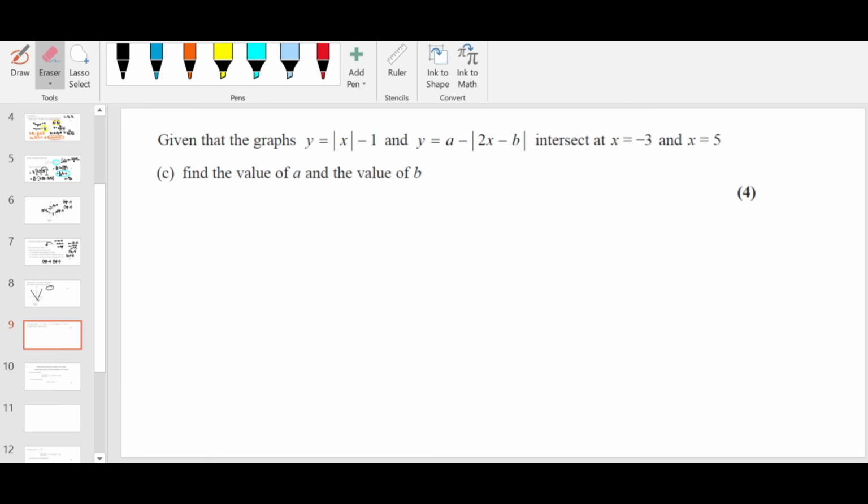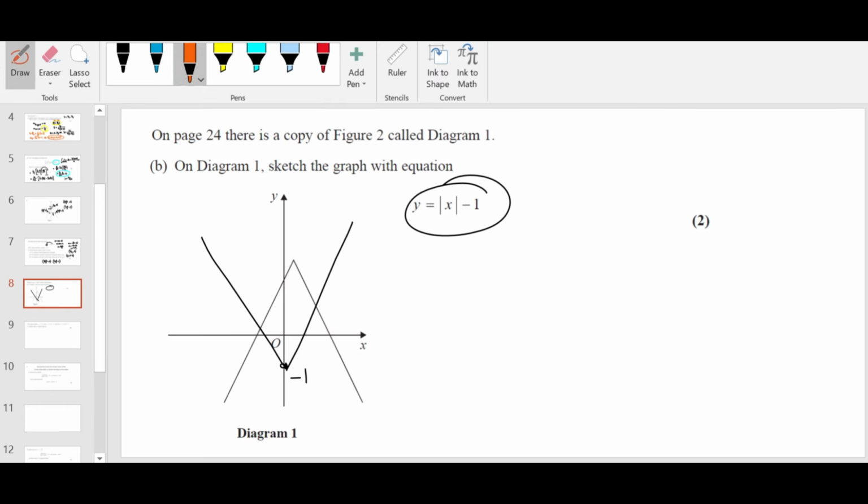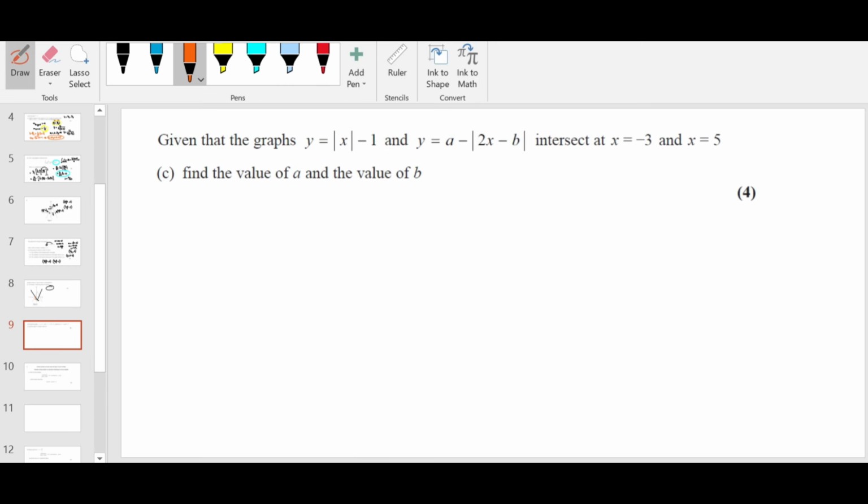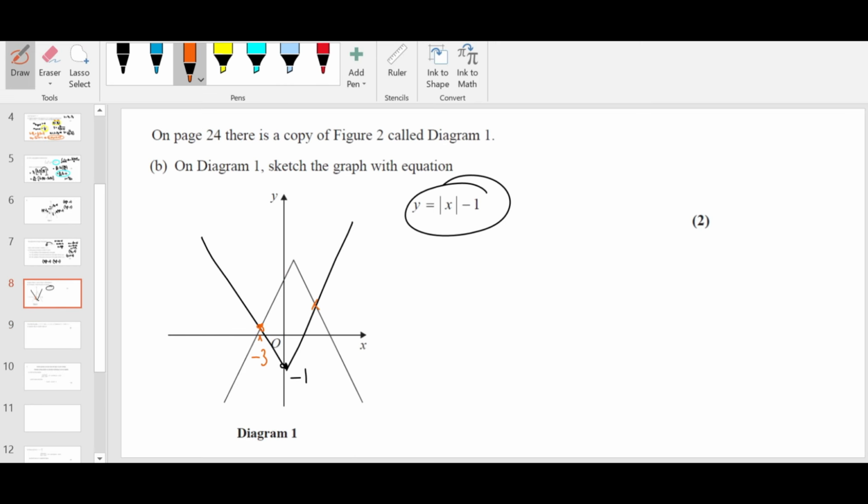Now part C of the question says, given that the graph modulus x minus 1 and the modulus graph intersect at 2 points, find the value of a and b. If you look at the graph, the x coordinate of this point is minus 3, and the x coordinate of the next point is 5. So we have 2 functions. One is this, another one is a minus modulus 2x minus b.